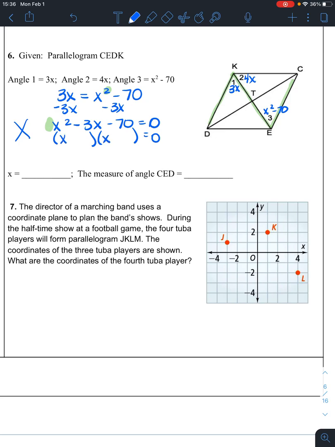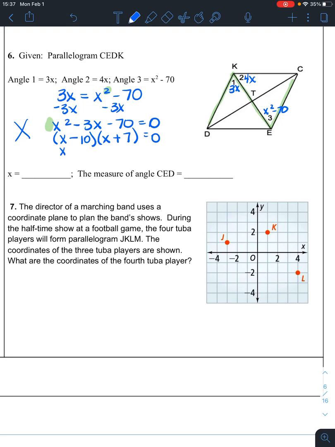So I know my first times first gives me x squared. My last times last would give me 70. I need it to be a negative 70, and I need the 3 to be negative. So I'm going to make the 10 be negative and the 7 be positive. If you're still struggling with factoring, then we need to talk.